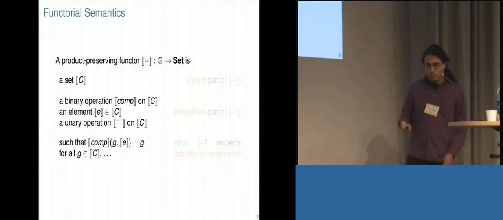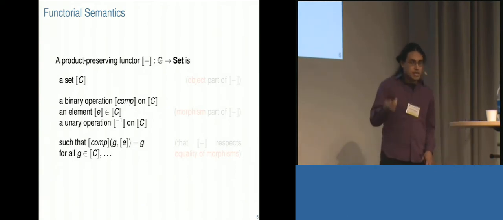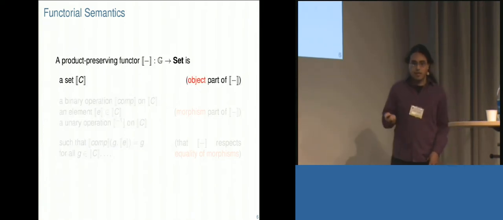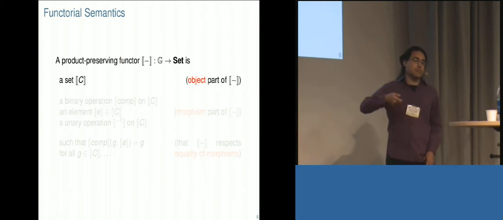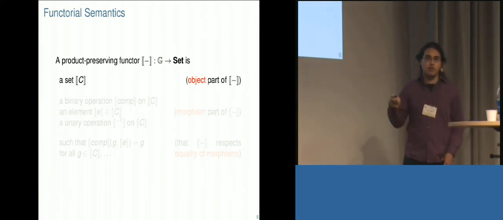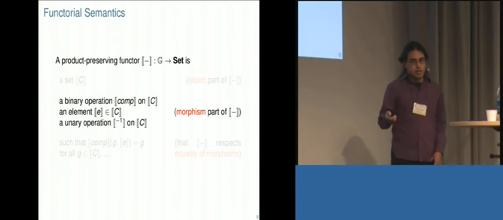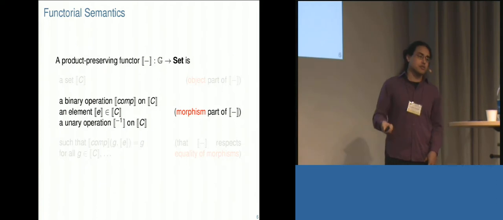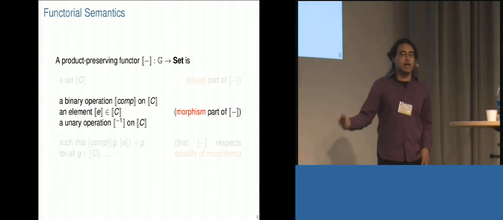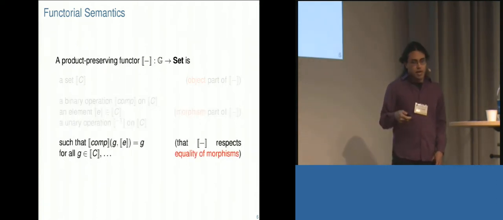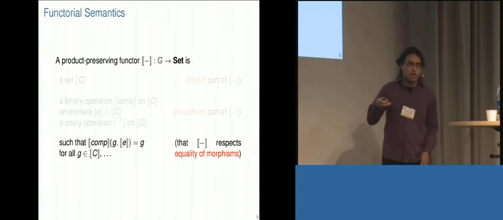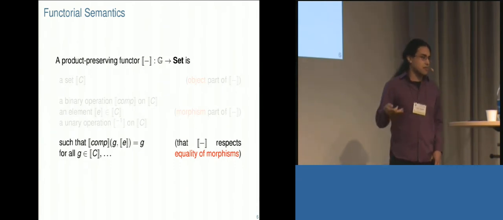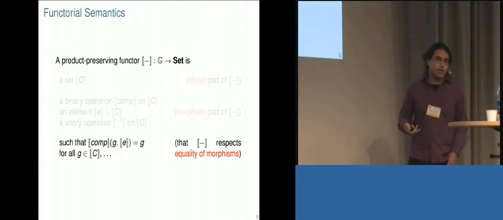Okay, so if we unwrap what a product-preserving functor like that is, it has three kinds of data associated with it. The first one tells you how to interpret the carrier. So this is the actual carrier of the actual group. And then the morphism part of the functor tells you how to interpret all the operations, so it gives you genuine operations on that carrier. And then the fact that it is a functor, that it respects equality of the morphisms, tells you that the group laws are satisfied. So the morphism laws I had before turn into actual group laws.